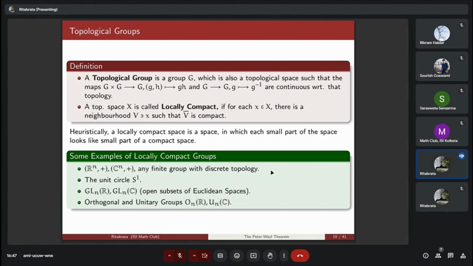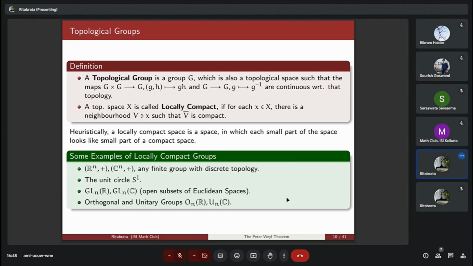These are very common examples of locally compact groups: the additive groups R^n and C^n, in particular R and C, or any finite group with discrete topology. They are all topological groups. The unit circle S^1 is a topological group. In fact, GL_n(R), GL_n(C), and the orthogonal and unitary groups, the groups of orthogonal matrices and unitary matrices, are also locally compact topological groups.